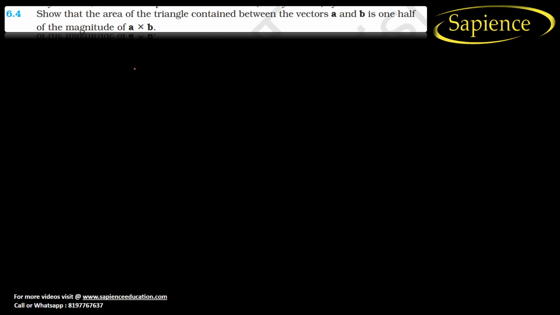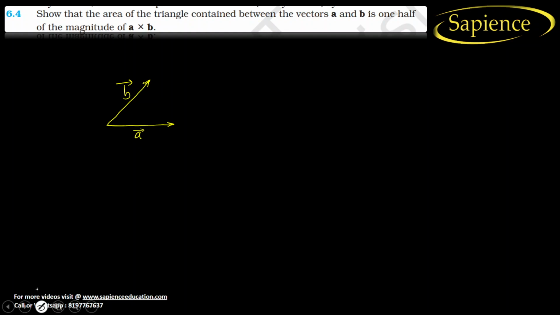It is a question they have given: prove that the area of the triangle contained between the vectors a and b is one half of the magnitude of a cross b. So let us consider there are two vectors. This is a vector a, and there is another vector which is known as vector b.